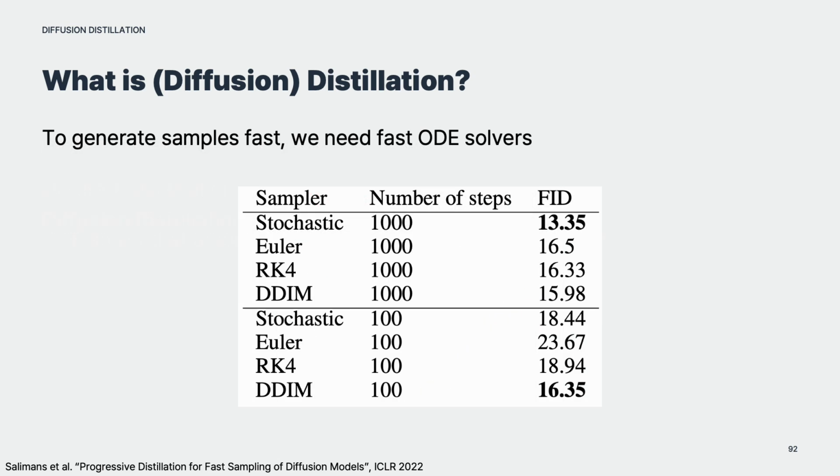And returning to the discussion of diffusion, the choice of ODE solver has a significant impact on the number of sampling steps required. For example, traditional ODE solvers such as Euler or Runge-Kutta cannot generate high-quality images within 100 steps, whereas an ODE solver like DDIM can produce good quality images in 100 steps.